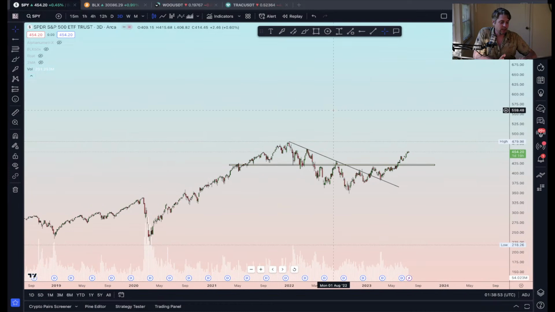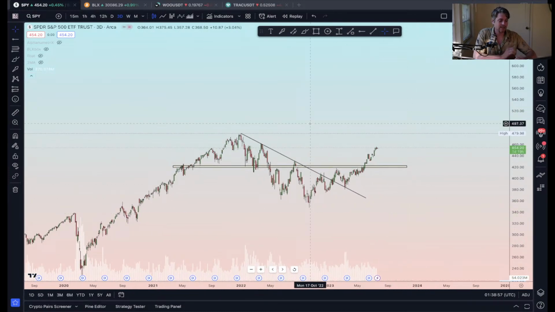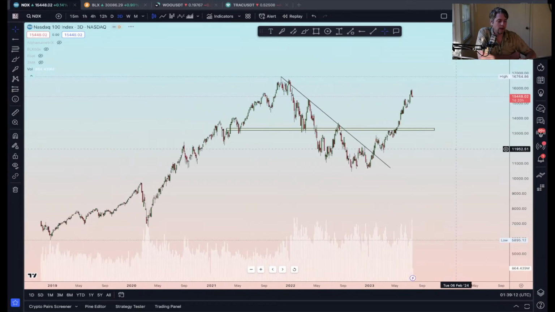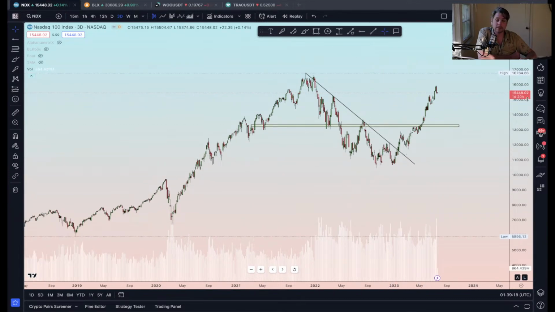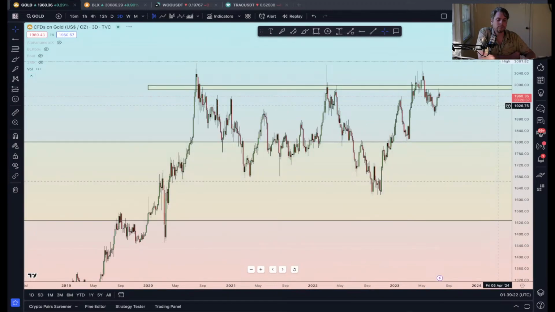And we could be beginning that cycle again. Now, if we did break past the high here at 479 on the Spider, the ETF, then likely it'll continue this trend to the upside. Same story here over on the NASDAQ, getting close to the prior all-time high of the NASDAQ. And if the dollar heads down, this will head up.